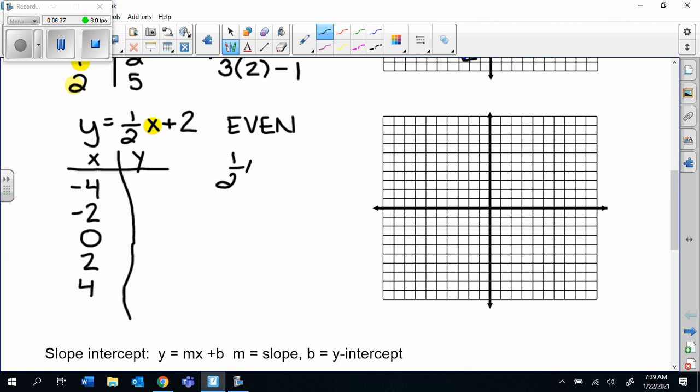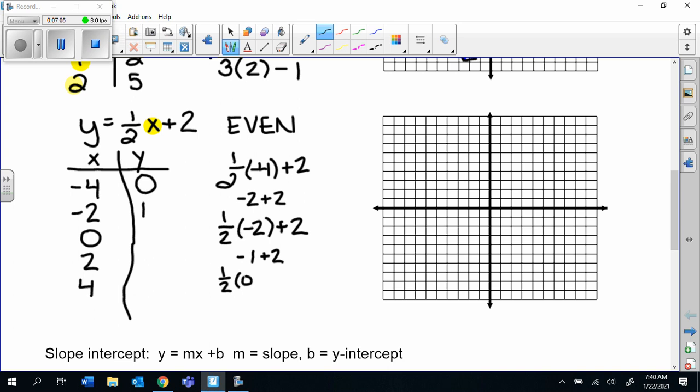1/2 times -4 plus 2. Half of -4 is -2. Plus 2 is 0. Half of -2 is -1 plus 2 is 1. If I plug in 0, half of 0 is 0 plus 2 is 2. If I plug in 2 for x, half of 2 is 1, plus 2 more is 3, and half of 4 is 2, plus 2 more is 4.